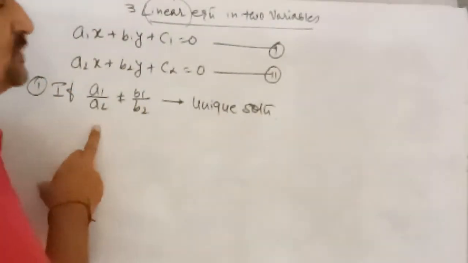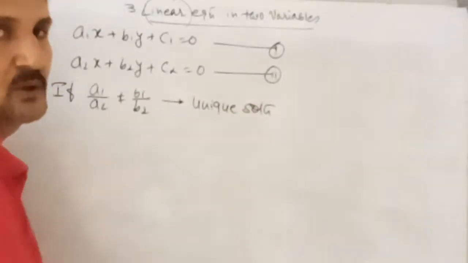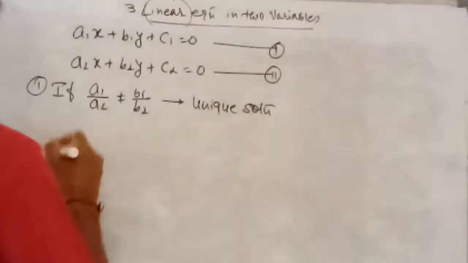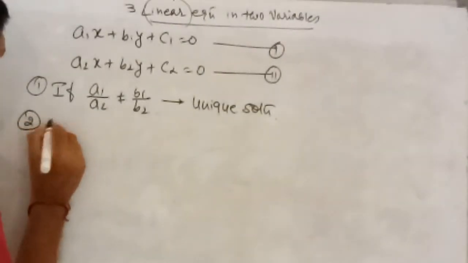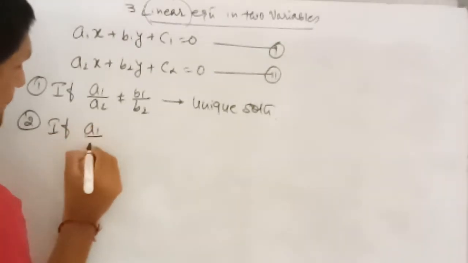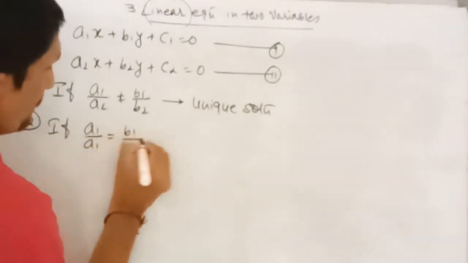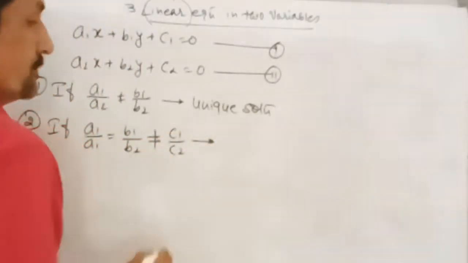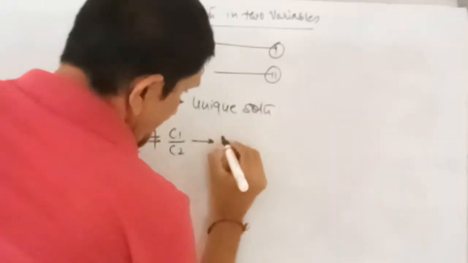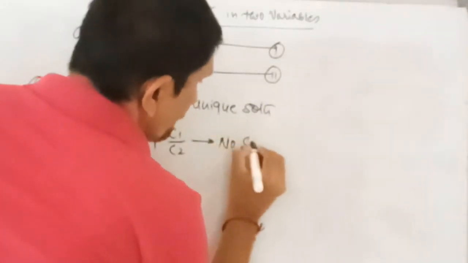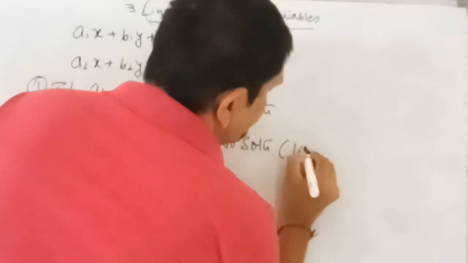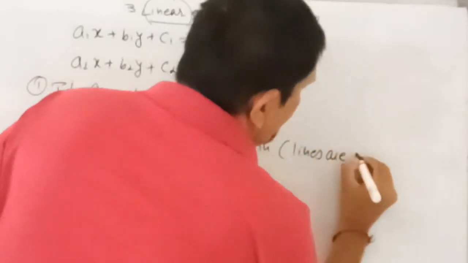Clear? So if a1 upon a2 is not equal to b1 upon b2, then a unique solution is given. Okay, as well as the second possibility: if a1 upon a2 is equal to b1 upon b2 but is not equal to c1 upon c2, then we can say no solutions are there. Okay, no solutions, that means lines are parallel.